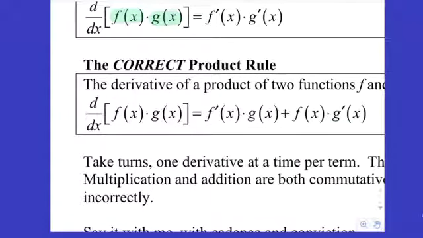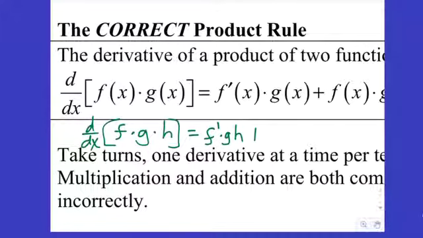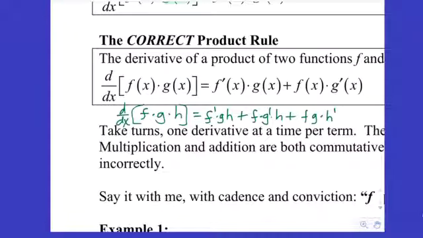You can extend this to three different factors. Let's say we had three functions f, g, and h, and I'm not going to write the of x. The derivative of f times g times h would be the derivative of the first one times the second two just get rewritten, plus now it's the middle one's turn, so it's f times g prime times h, and then finally plus the last one, f times g times h prime. So if you have three factors, you'll have three terms, and notice you only take the derivative of one of them per term. The other remaining factors just get rewritten.